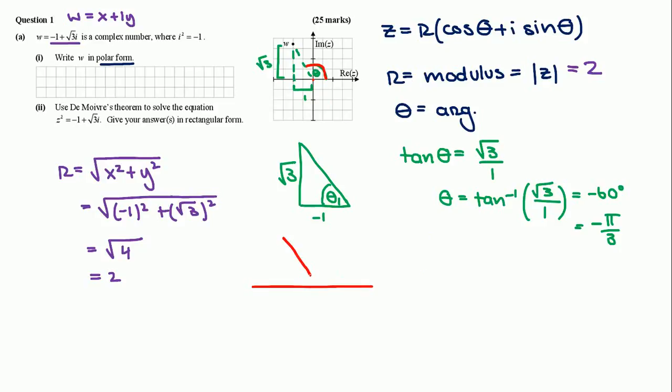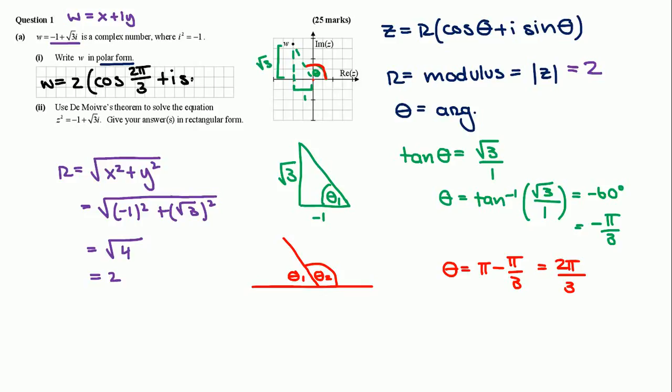So just using our straight line rule, if we have an angle here, theta 1, we're looking for theta 2. We subtract theta 1 away from 180 degrees and we'll find our theta 2. So the angle that we're looking for is going to be 180 degrees, which is pi, minus pi over 3, which gives us 2 pi over 3. So therefore w in polar form is going to be 2 cosine 2 pi over 3 plus i sine 2 pi over 3.